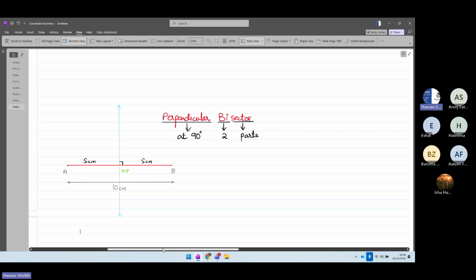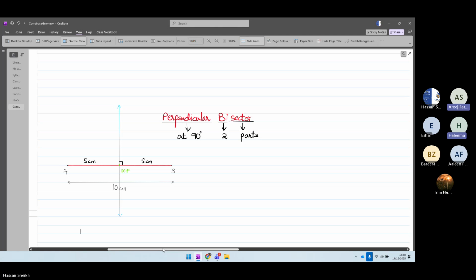Now, bisector means the word bi means two, and sector means parts. Just like a bicycle has two tires, that's why it is called a bicycle. Binoculars, bipolar, so the word bi means two. So perpendicular bisector means a line that cuts the other line at 90 degrees into two equal parts. Do you understand what a perpendicular bisector means?